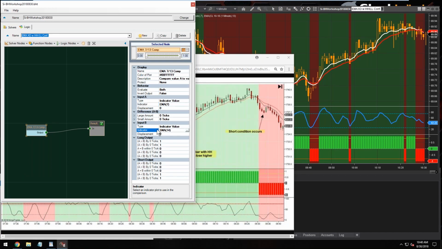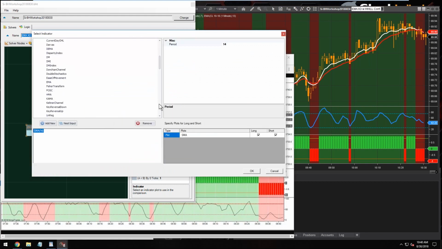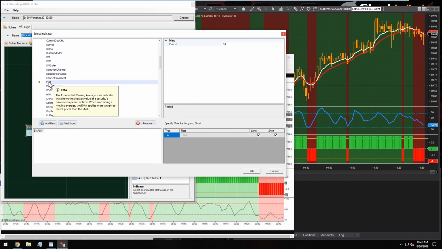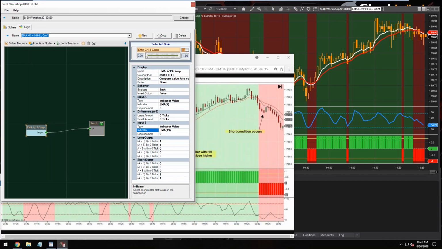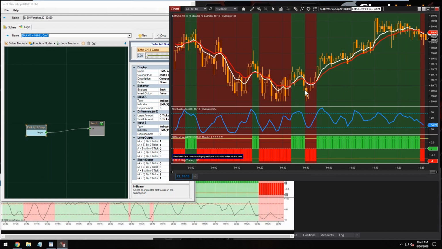Now input B down below, we'll switch that over to the EMA 13. There's our EMA, hit add new, and change it to the 13 period, like so. All right, and there we go. Now we can see on the chart whenever the white line is above the red line, the faster EMA above the slower EMA, we'll get a short output, and vice versa.